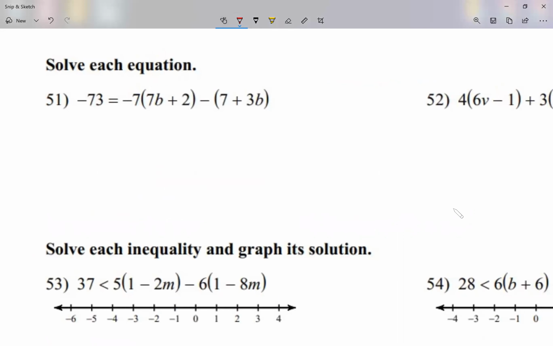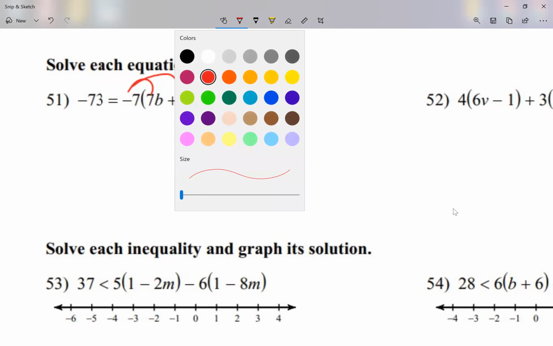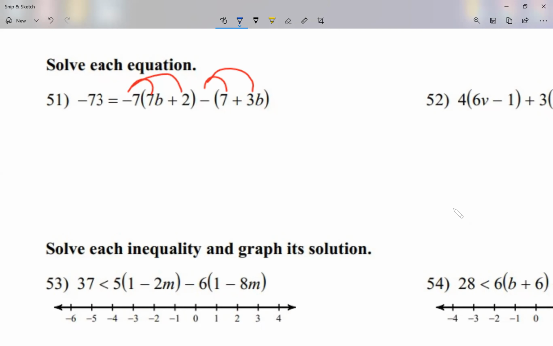So in this case, the -7, let me multiply it on the first parentheses. And then on the second parentheses, that negative sign by itself represents -1. Now I'm going to multiply the -1 to the inside. So once I get rid of parentheses, I get -73 equals, all right, let's multiply the -7. So that gives me -49b minus 14. Now for the second parentheses, let me multiply the -1. So that gives me -7 minus 3b.